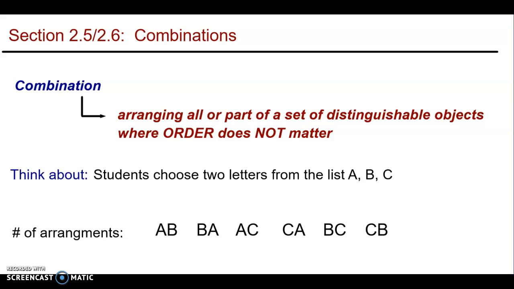Section 2.5, 2.6, Combinations. Combination is arranging all or part of a set of distinguishable objects where order does not matter.